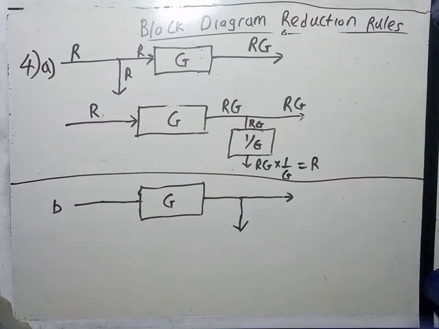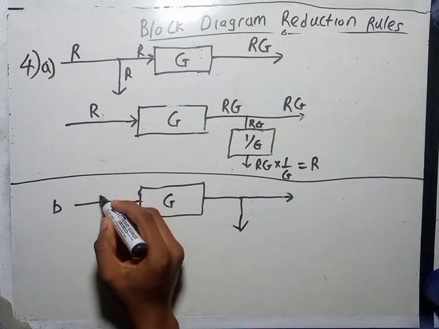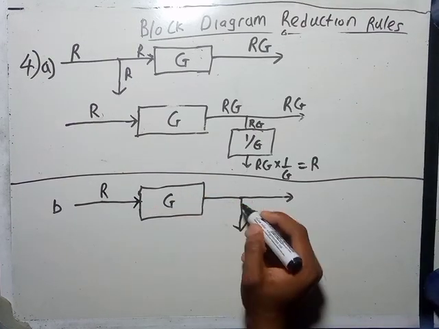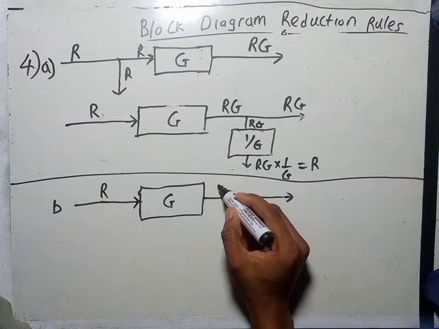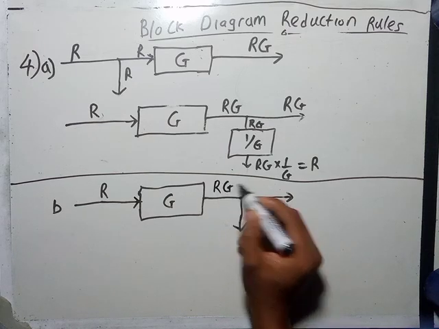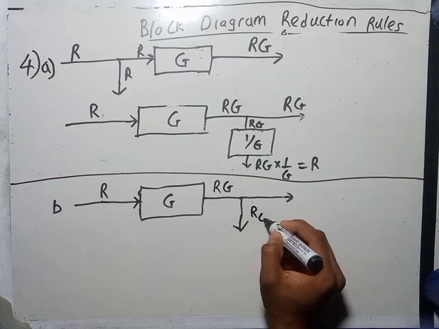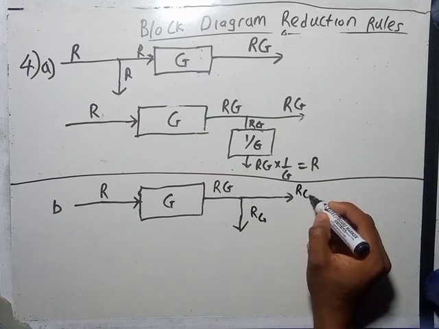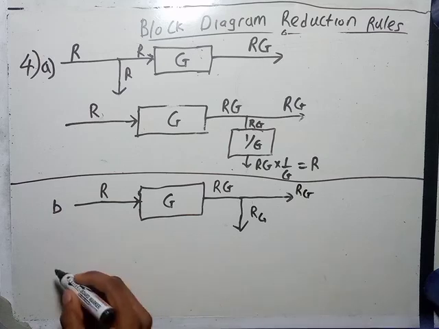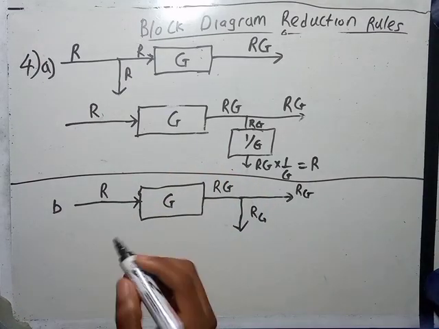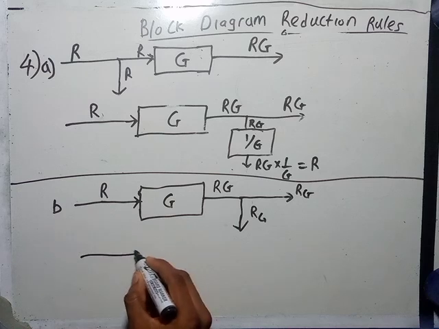Now for the second case, we have R as our input. As it passes through this, you have RG. Then as it's going down here, it becomes RG. Now, another way we can, if we are trying to take it in front, this is what it will become. No, sorry.